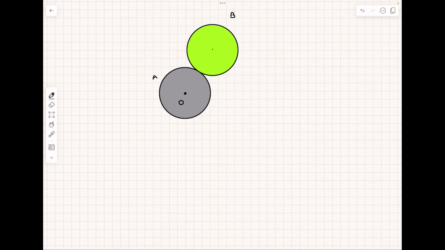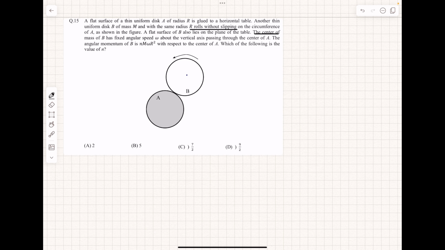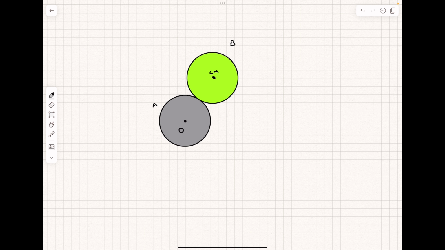Okay guys, so this is how the situation looks. In this line, they're saying the center of mass of B has a fixed angular speed omega about the vertical axis passing through the center of A. Let's say this is the center of mass of the disk B. What they mean by that line is basically the rate at which this vector rotates, that is the O CM vector. The rate at which this vector rotates is what they have given as omega.